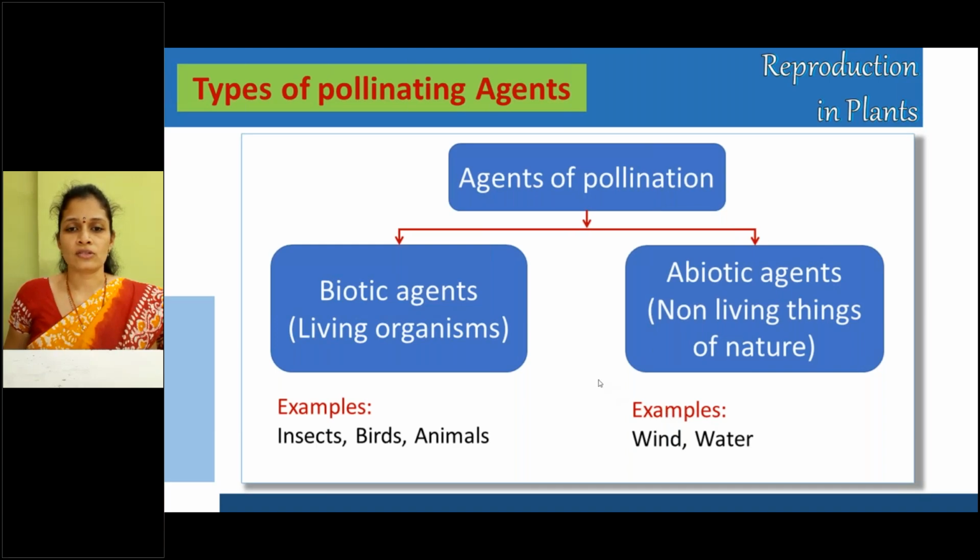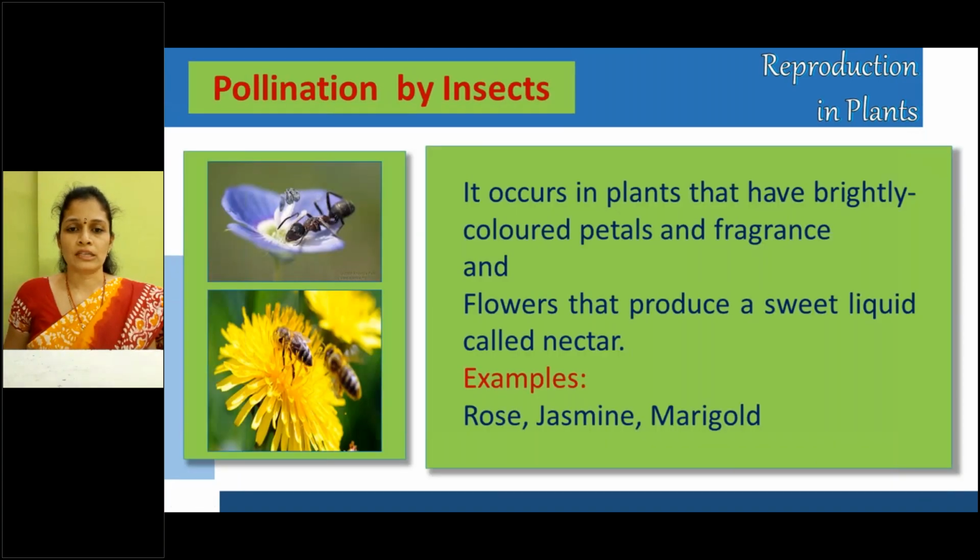Now let us learn in detail about these agents of pollination. Pollination by insects. How it happens, let us see. This pollination by insects occurs in plants that have brightly colored petals and fragrance. And these flowers produce a sweet liquid called nectar. Examples: rose, jasmine, marigold. See, children, these flowers produce brightly colored petals and a sweet smell.